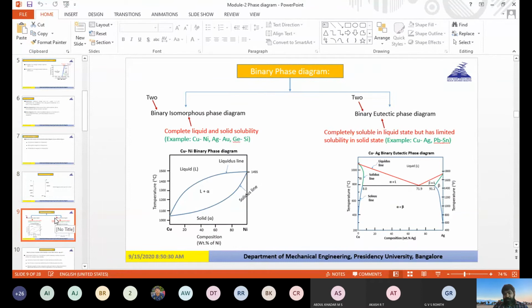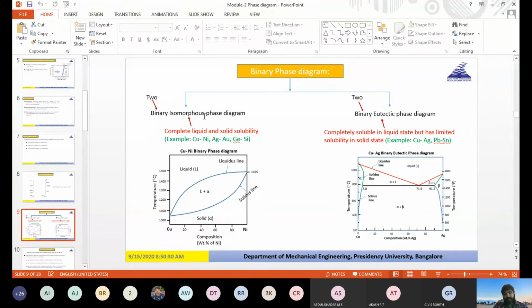When we are having two components like this, copper and nickel, the phase diagram that we are going to get is known as the binary phase diagram. Now in this binary phase diagram, there are two types of diagram. One is the isomorphous phase diagram and the other is known as the binary eutectic phase diagram. Mind you, both will have two components only. But let us see why this two classification is there.